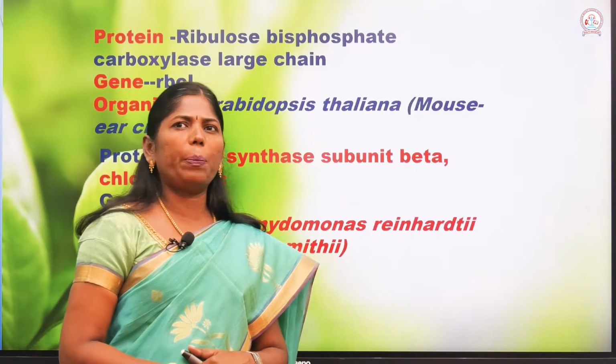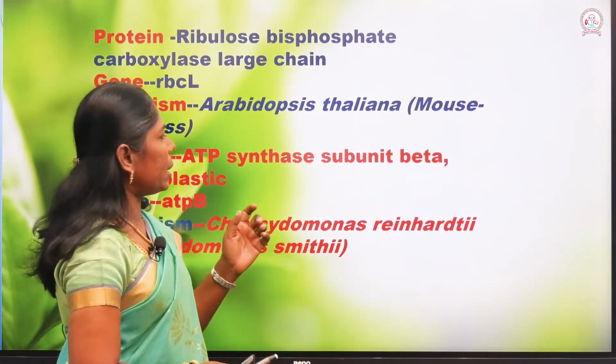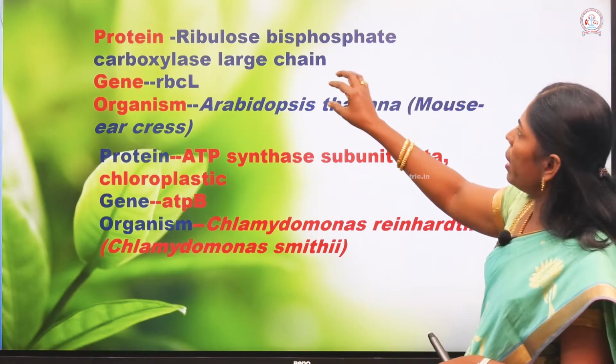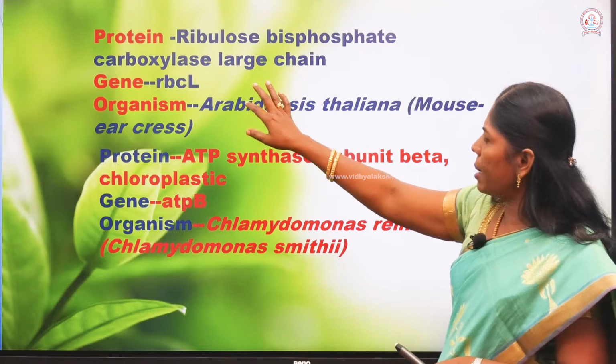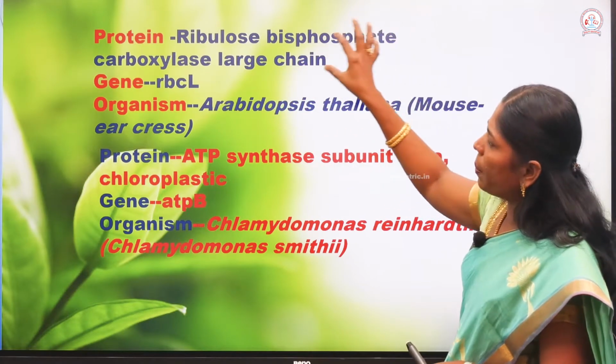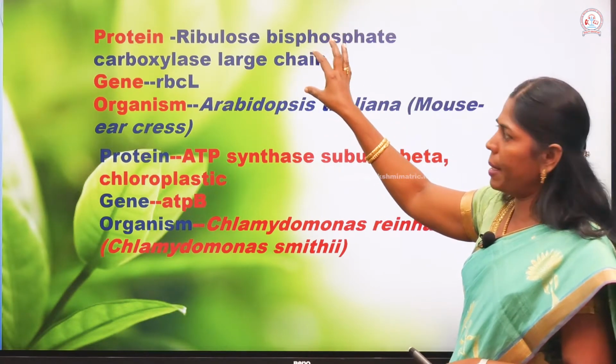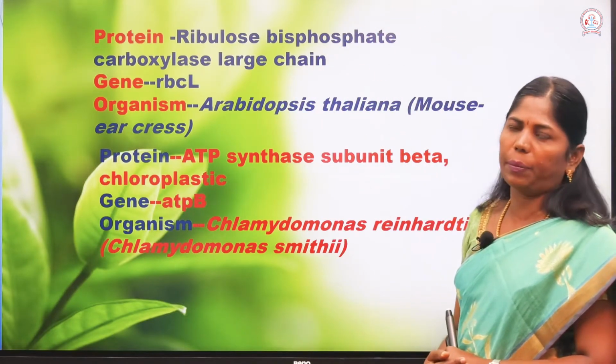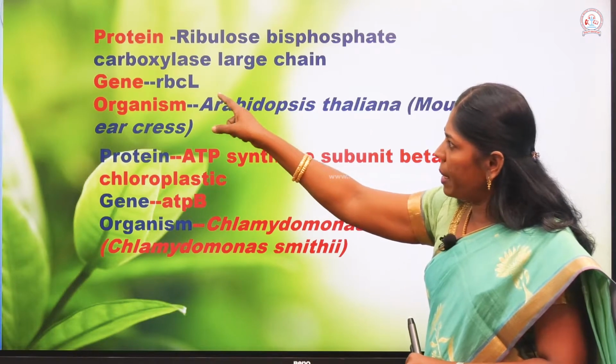So what is rbcL? It is actually a protein: ribulose bisphosphate carboxylase, the large chain. What type of protein is in RuBisCO? It is an enzyme, ribulose bisphosphate carboxylase. Okay, similarly the gene is called rbcL.